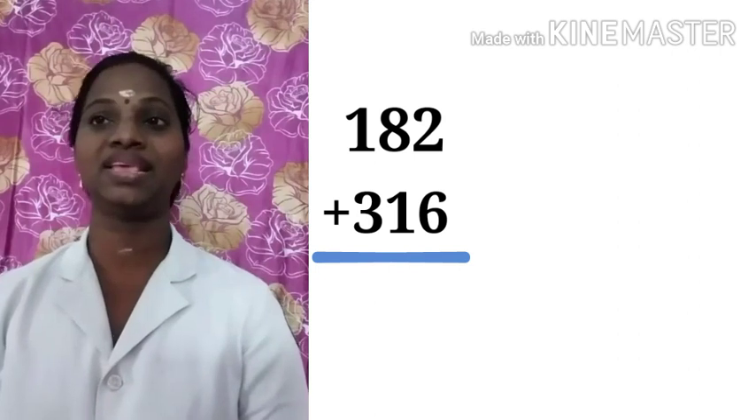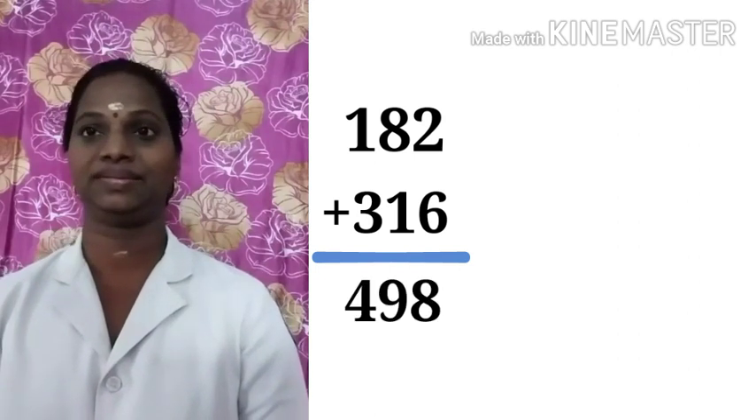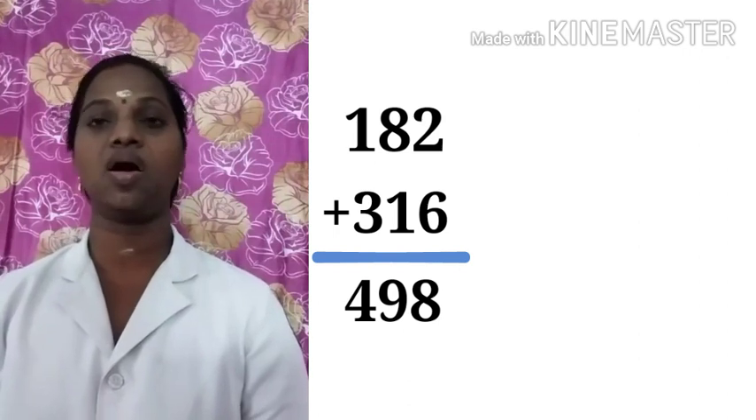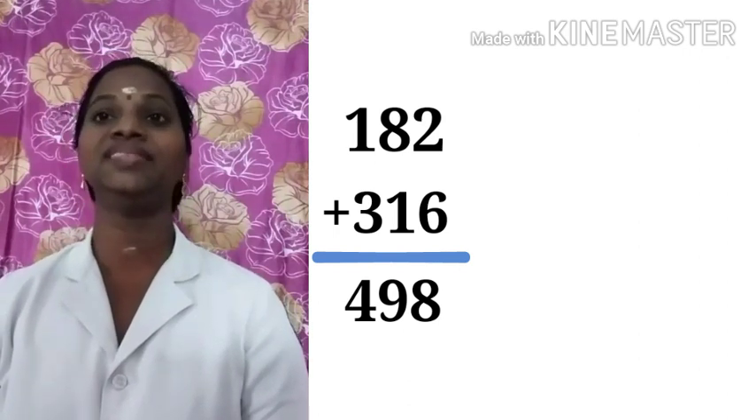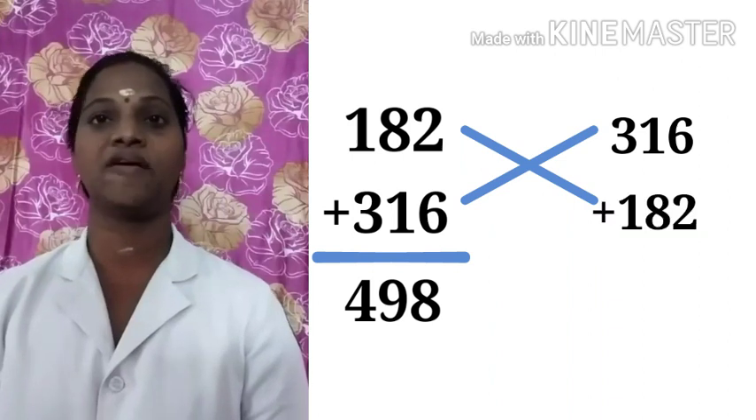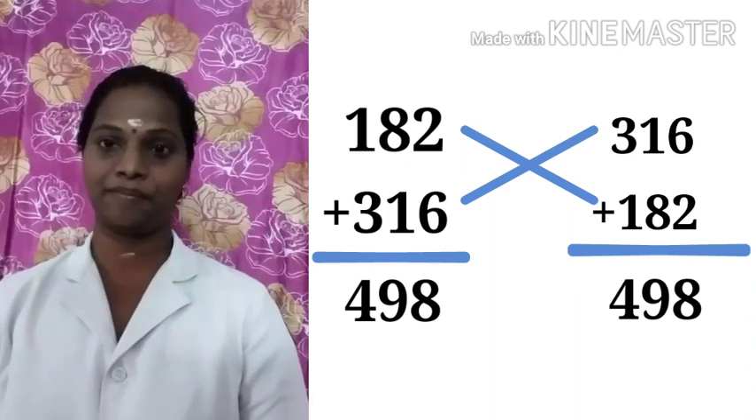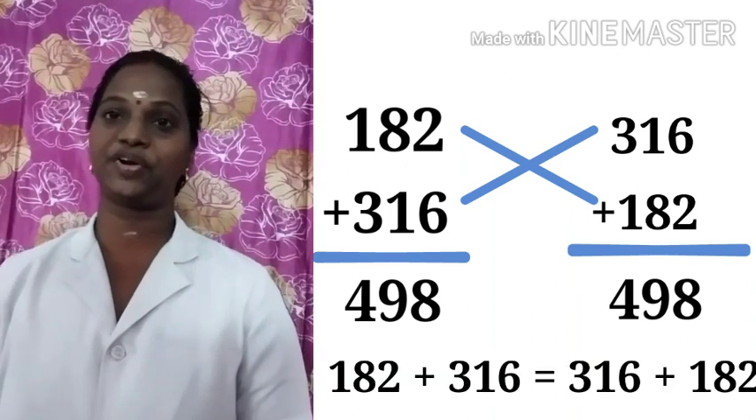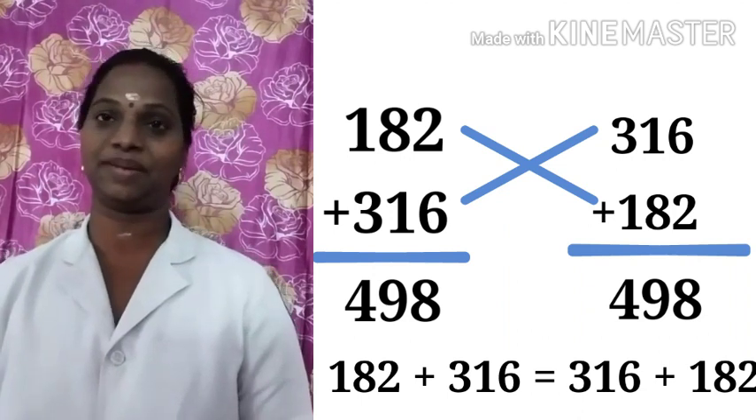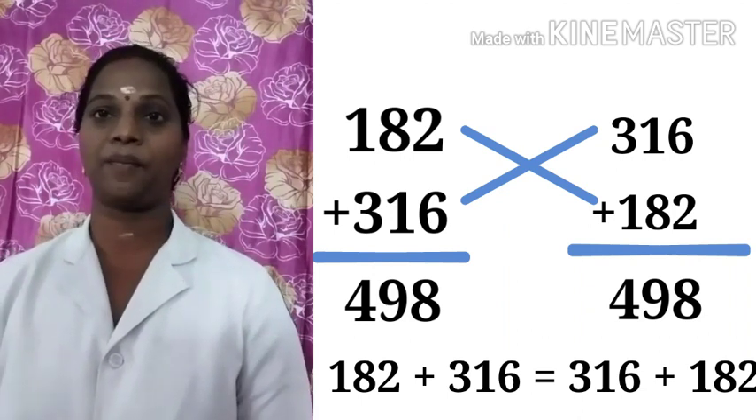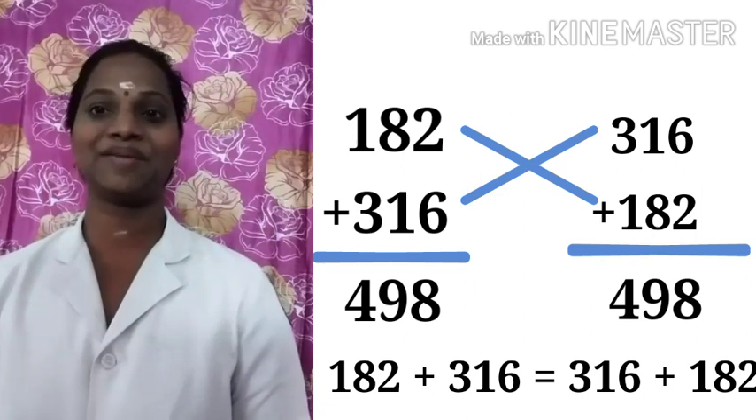Let us take the numbers 182 and 316. When we add these two numbers, we get the sum 498. Okay, now let us change the order of numbers. Okay, that is 316 plus 182 equals 498. That means changing the order of addends does not change the sum. That one is called order property of addition. Okay. Second one is grouping property of addition.